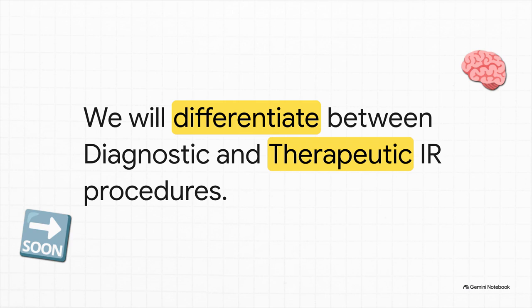And speaking of building upon this foundation, in our next explainer, Part 3, we are going to dive much deeper into the vascular side of things. We'll be learning the crucial differences between diagnosing a vascular condition, like with an angiogram, versus actively treating it, like with an angioplasty or a stent placement. It is a vital distinction that dictates entirely different code sets, so you definitely won't want to miss that one.